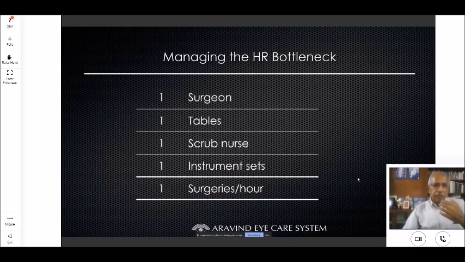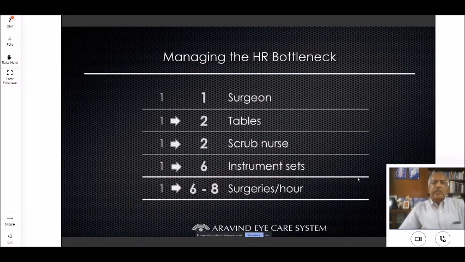And this is one example. Let's say you have a good surgeon, a very efficient one. If you give the surgeon just one table, one scrub nurse, one set of instruments, the doctor can at best do one surgery per hour, because just the turnaround of the table, the patient, the surgical instrument will take an hour or more.